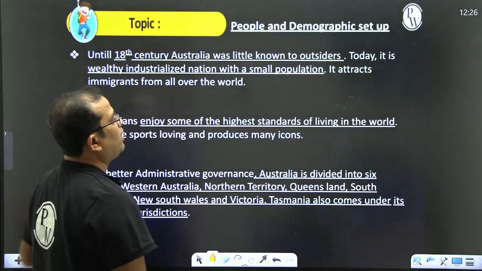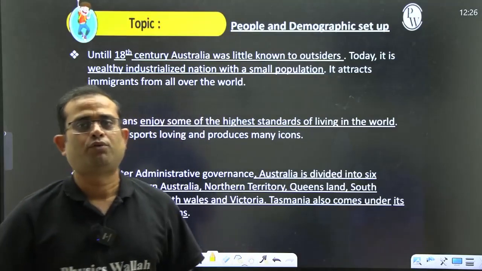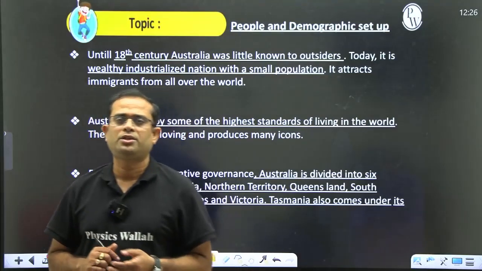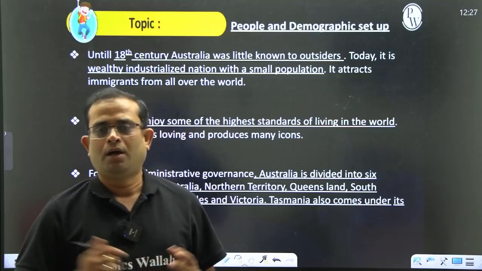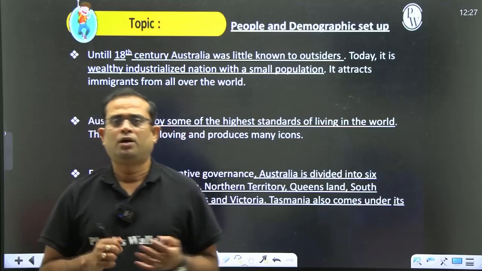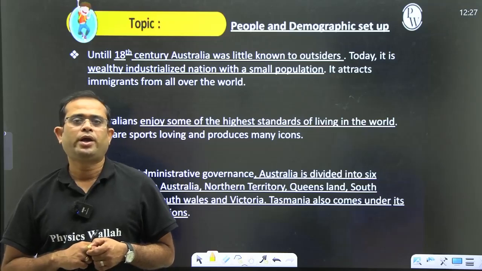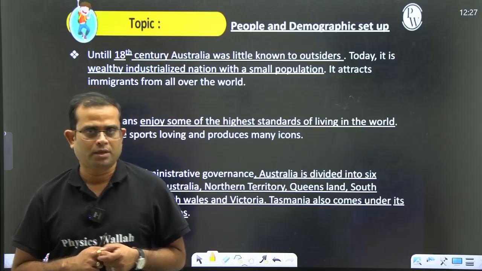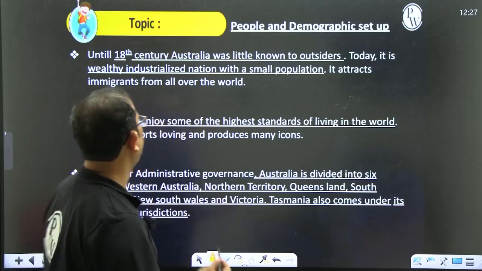So, if we talk about Australia, as we know, Australia is the smallest continent, and country-wise, if we see the ranks, it is also 6th. Okay, rank-wise, Australia has 6th rank in terms of area, right?